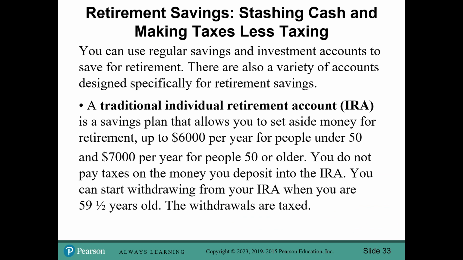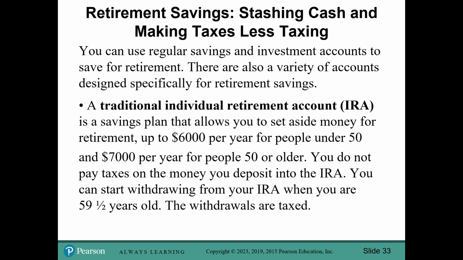All right, let's look at retirement savings, stashing cash, and making taxes less taxing. You can use regular savings and investment accounts to save for retirement. There are also a variety of accounts designed specifically for retirement savings. A traditional individual retirement account, an IRA, is a savings plan that allows you to set money aside for retirement up to $6,000 per year for people under 50 and $7,000 per year for people 50 or older. You do not pay taxes on the money you deposit in an IRA. You can start withdrawing from your IRA when you're 59 and a half years old. The withdrawals are taxed.